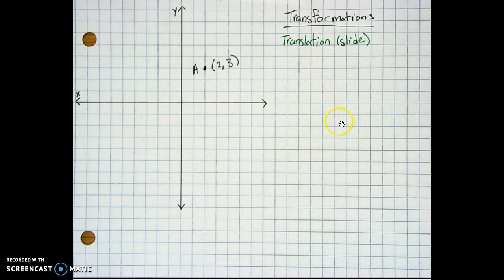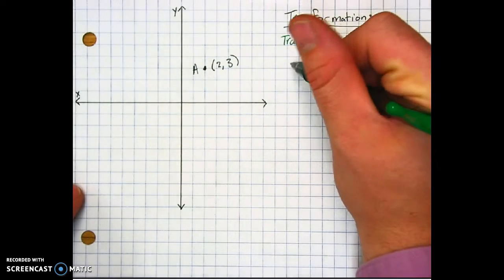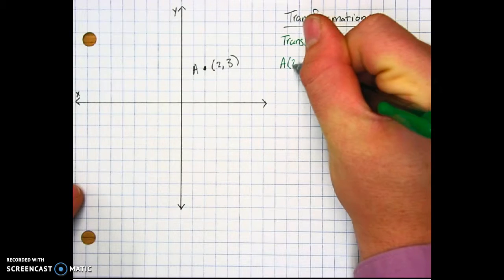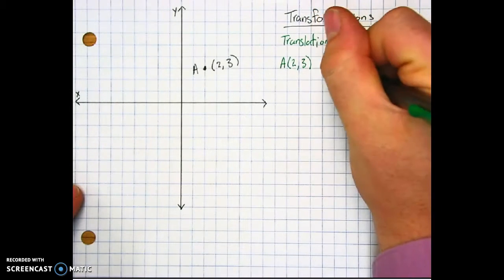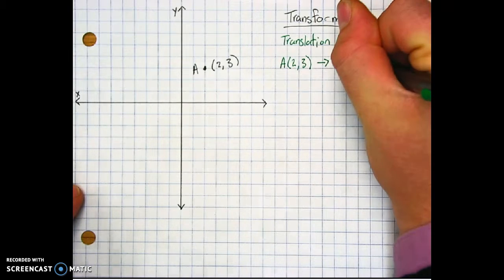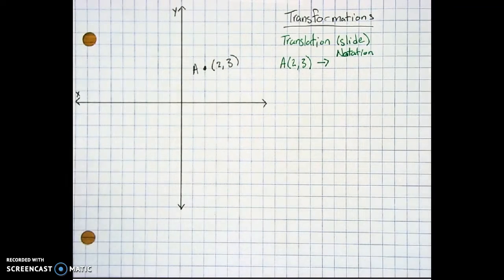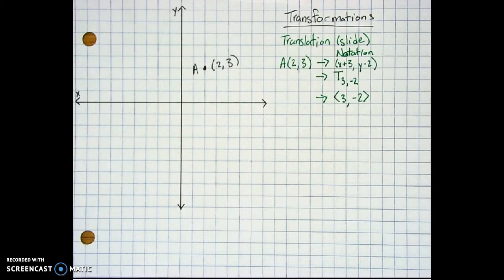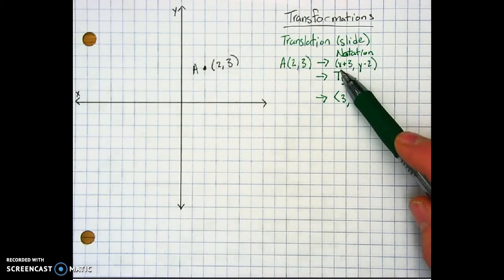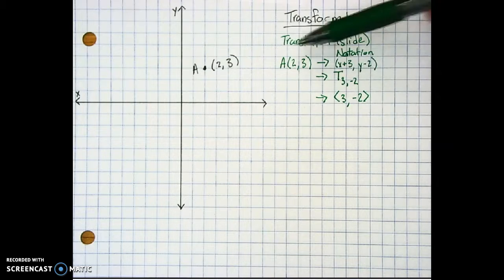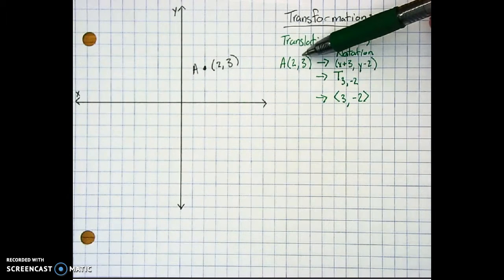Now a translation, or a slide, is probably the easiest of the transformations because it's very literal. It's not complicated at all. So if we take point A, which is 2, 3, there's lots of different ways to notate translation. Here's just a few of them. As you can see here, there are 3 different ways that show us transformation. The first shows us the coordinates x and y, and then it says what they do to it. X plus 3, y minus 2, meaning we add 3 to the x and we subtract 2 from y.